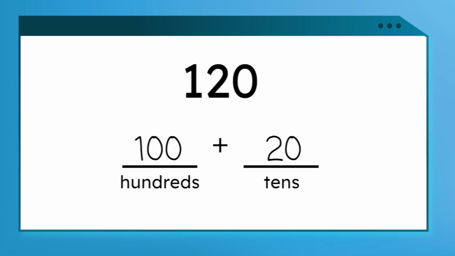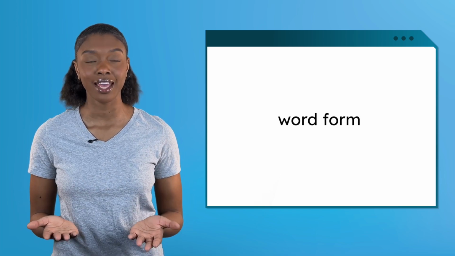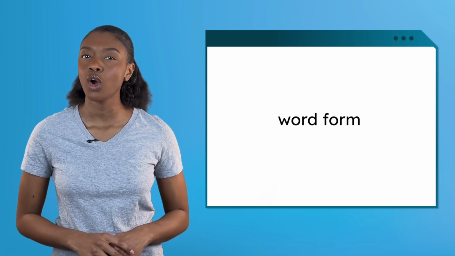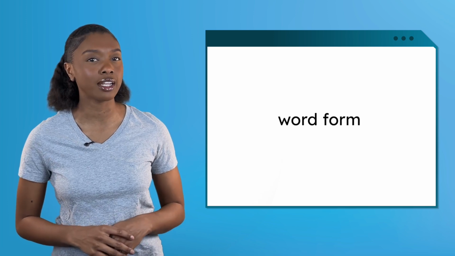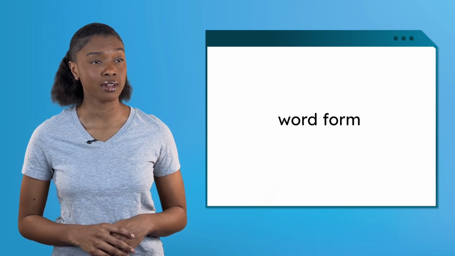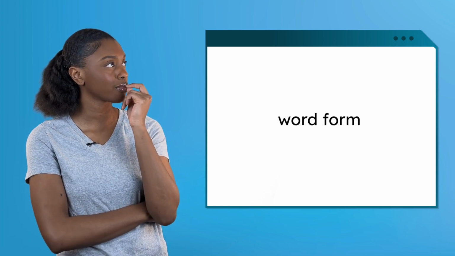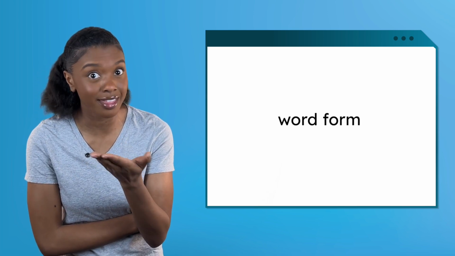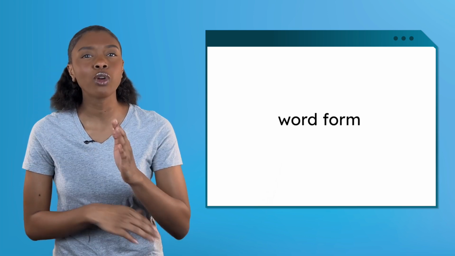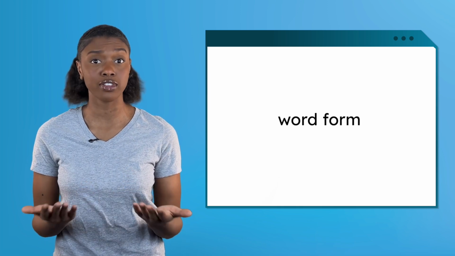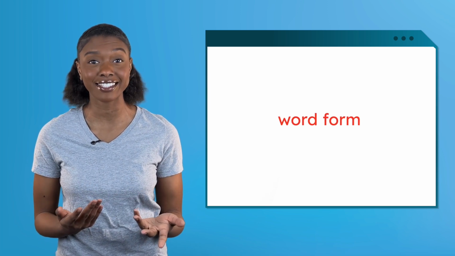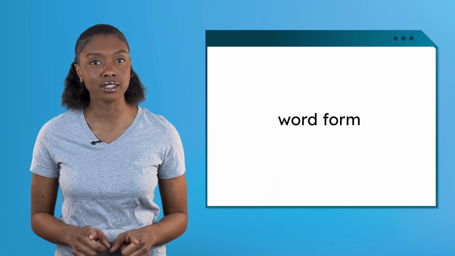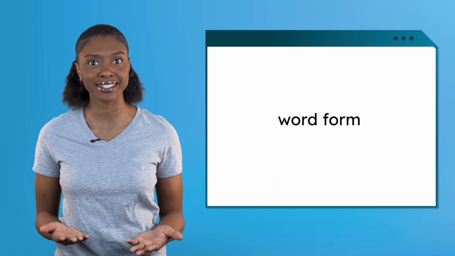Great job! We have one final way we need to practice representing numbers: word form. Let's take a moment to think. What could it mean to represent a number in word form? Are you thinking what I'm thinking? Could it be that simple? When we communicate with each other, we often use words, just like these. When we write about numbers, we can also use words.